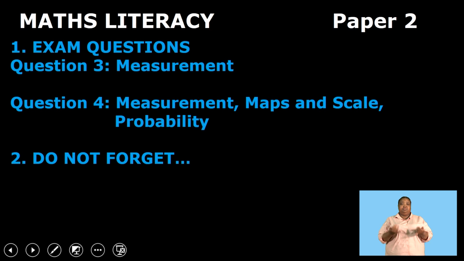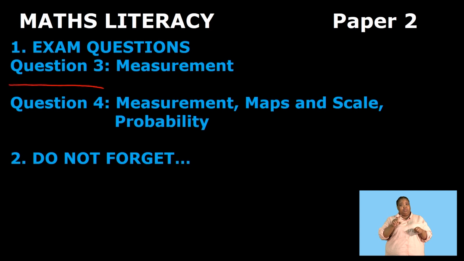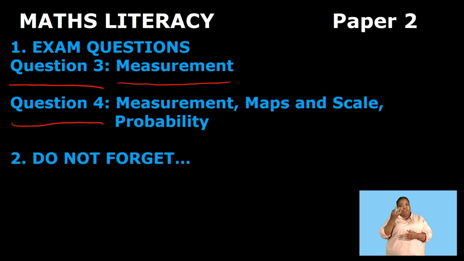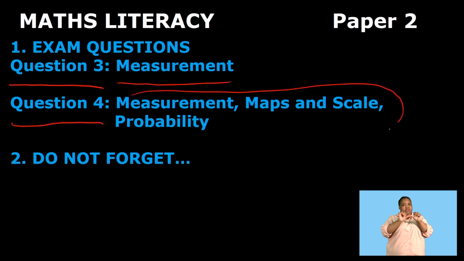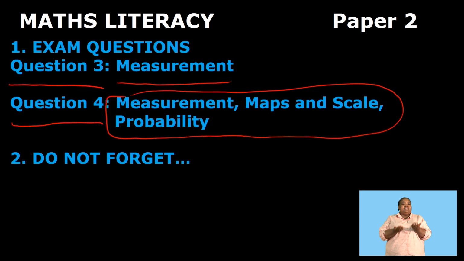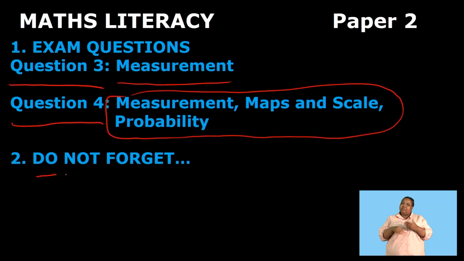What are we going to do today? We are going to look at question 3 and 4, and please remember sometimes there might be a question 5. Question 3 will be on measurement, and then question 4 and question 5, if need be, will be integrated topics between measurement, maps and scale, and please don't forget probability. It might only be 5%, but that can be 5% from your distinction. And then just before we go, I will give you some tips on the exam.